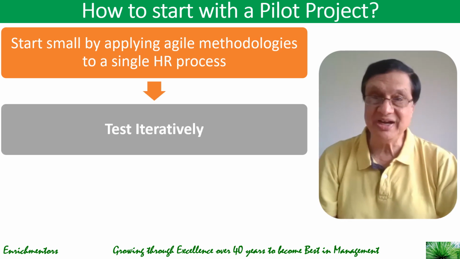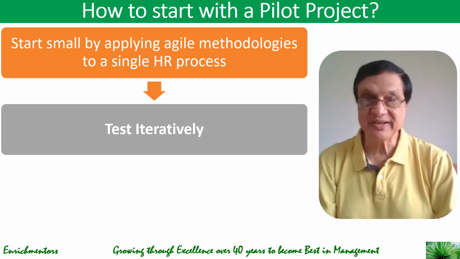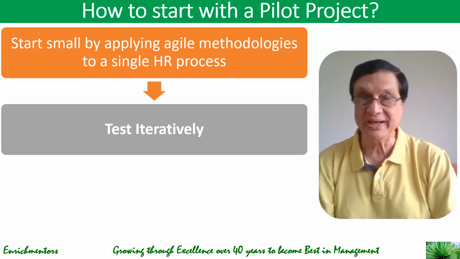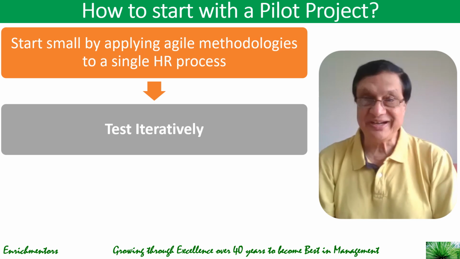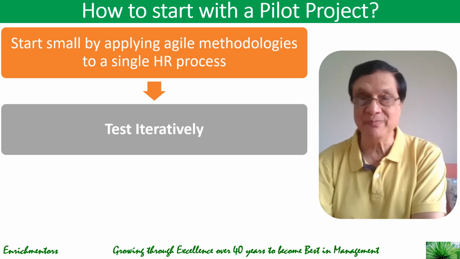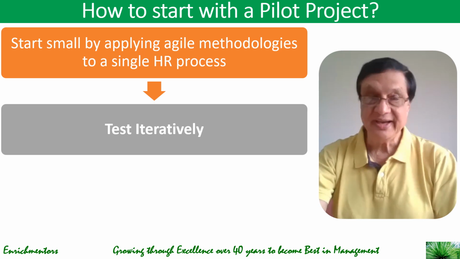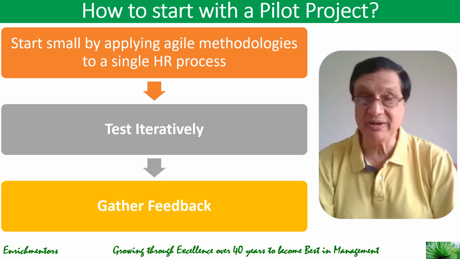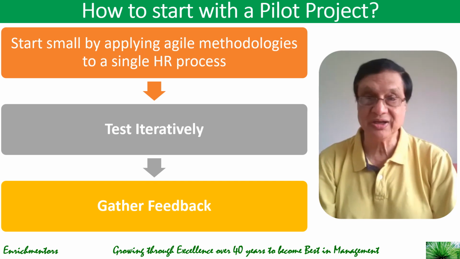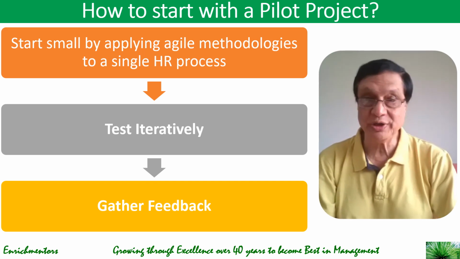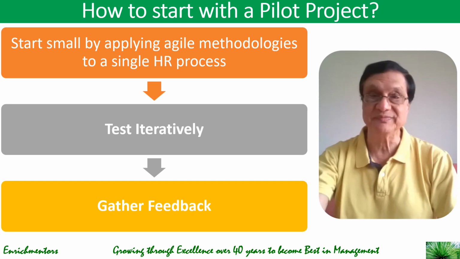Then test iteratively using sprints, which are short iterative cycles of work to pilot agile processes, test solutions, gather feedback from employees and managers, and improve incrementally. And the last thing that you need to do, very, very important, is to gather feedback: continuously collect feedback on the pilot from all stakeholders, including employees, managers, and the HR teams.